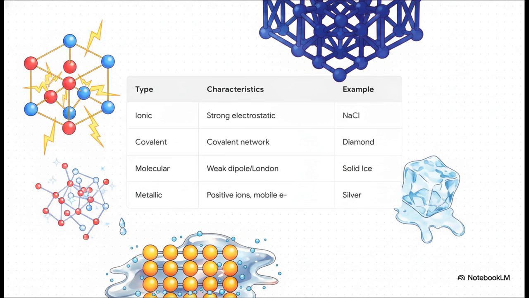their internal bonding superpowers. First, you have ionic solids, like your everyday table salt, held together by really strong electrostatic forces. Then there are covalent solids, which form massive, rigid networks. Think quartz or diamond. Molecular solids, like solid ice, rely on much weaker forces. And finally, metallic solids, like silver and copper. These are basically just an array of positive ions floating in a literal sea of mobile, free-flowing electrons.